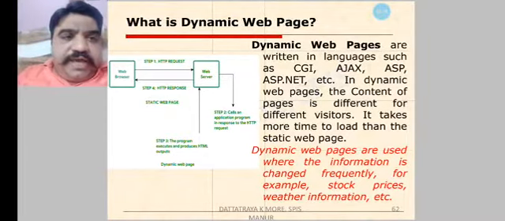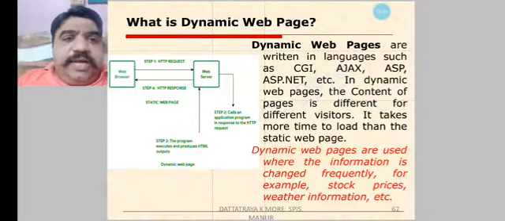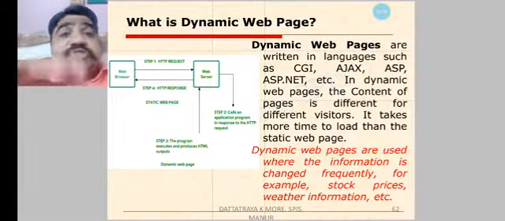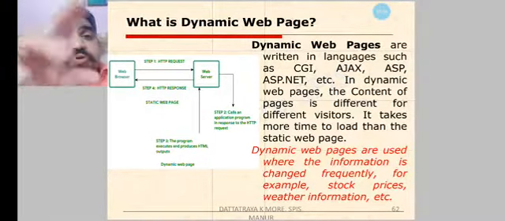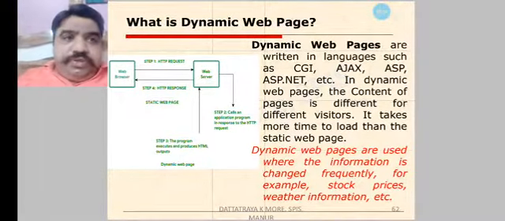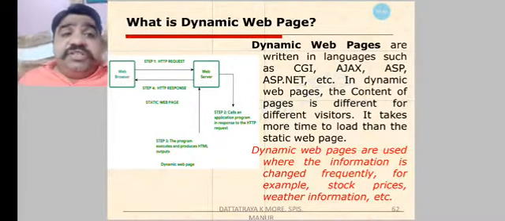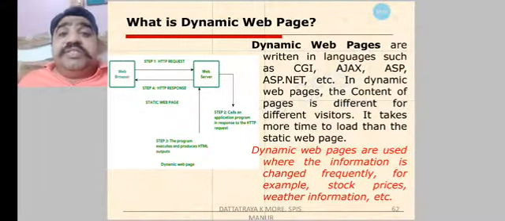The diagram is there in front of you. The HTTP request goes to the web server, then the server calls an application program to respond to the HTTP request. As per the request, some changes are made in that web page and those are sent to the web browser. Dynamic web pages are written in languages such as CGI, Ajax, ASP, ASP.NET, etc.